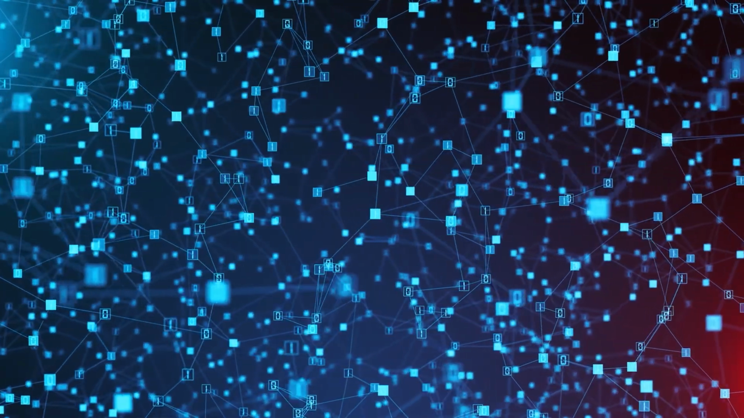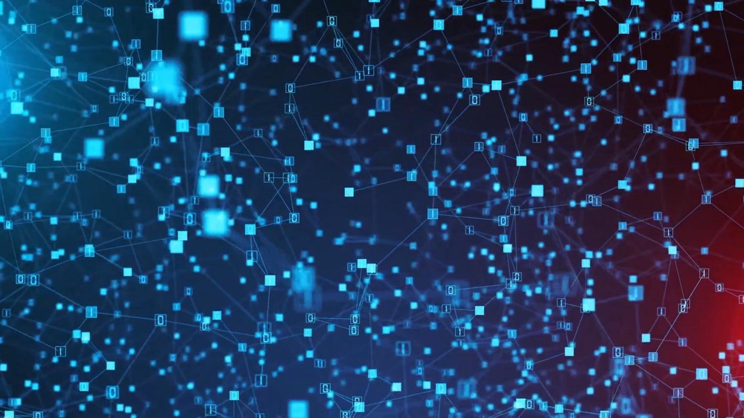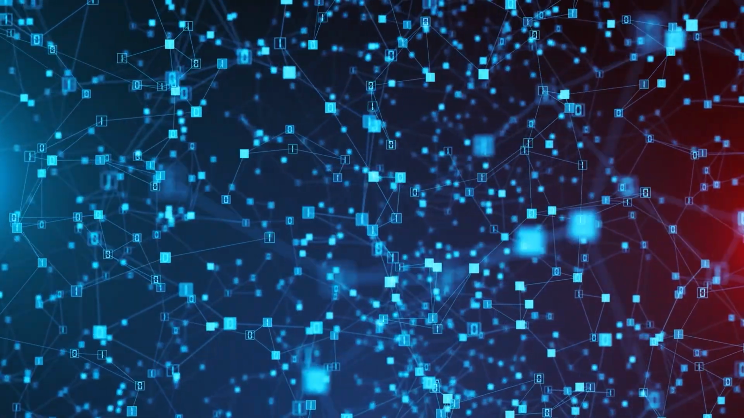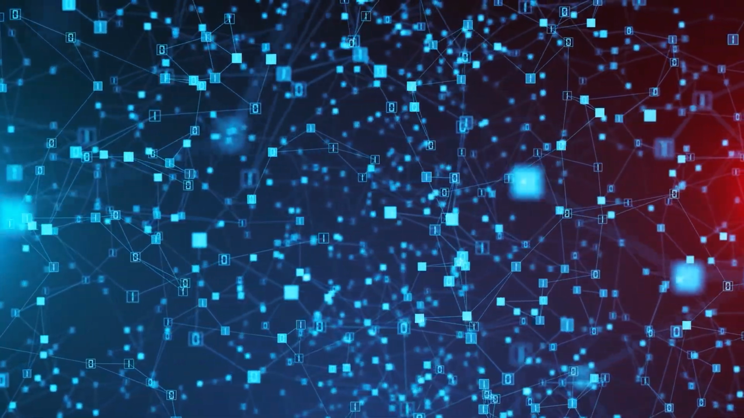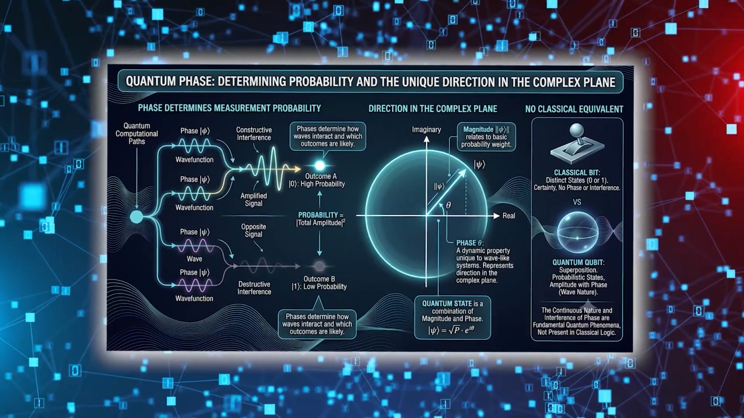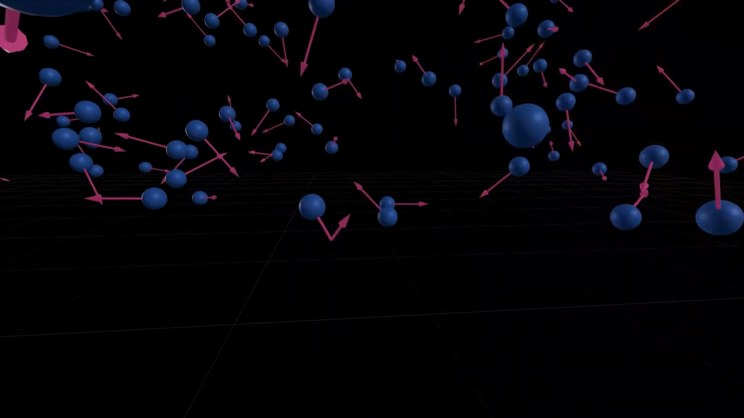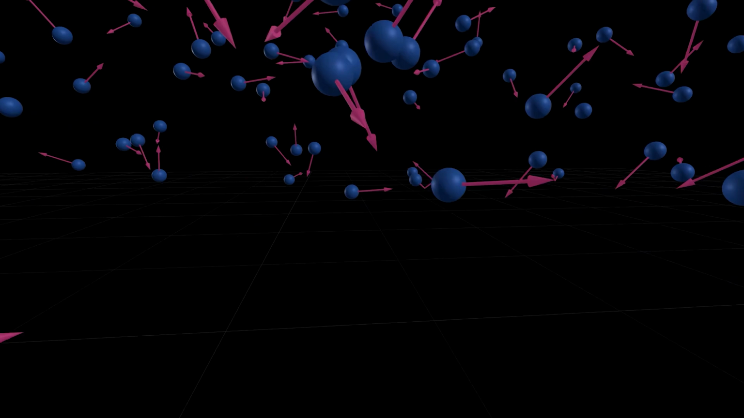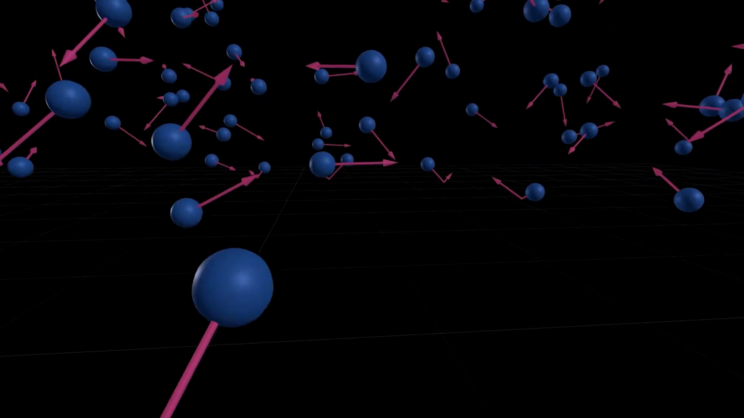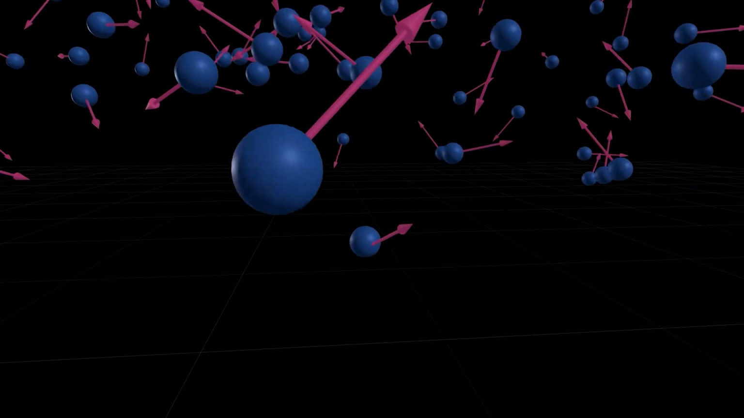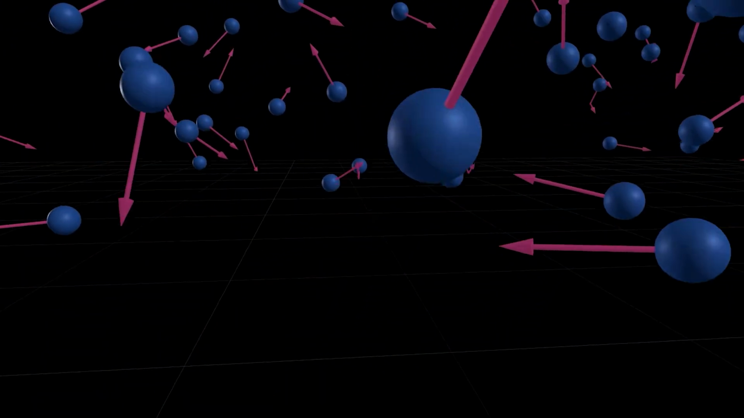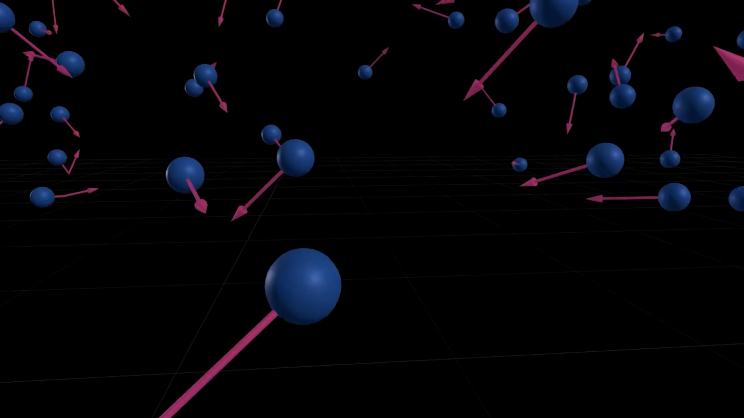Each probability amplitude has not just a magnitude, which determines measurement probability, but also a direction in the complex plane, called a phase. Phase has no classical equivalent. You cannot see it by measuring the qubit, because measurement only reveals the magnitudes. But phase plays a crucial role in quantum computation because it governs how qubits interfere with each other.